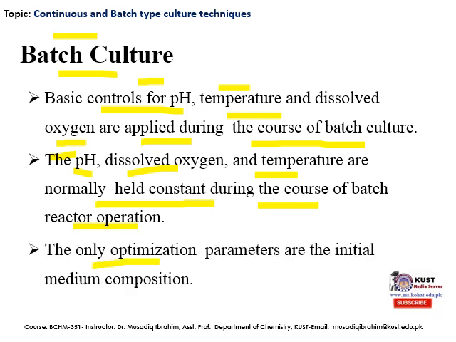Now, the only optimization parameters are the initial medium composition. So the optimization is carried out at the start of the batch culture within the fermentation process, and that is the medium composition, that is, how much lactose or yeast or corn steep liquid needs to be added to the culture media. So that is the only optimization parameter, and it is set at the start of the fermentation process.